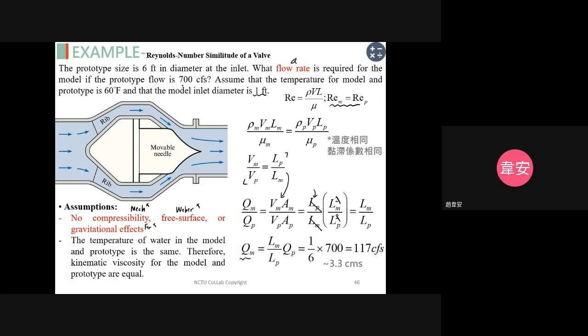The exercise already shows the discharge in the prototype is 700 CFS. And we know that the model inlet diameter is 1 ft and the prototype is 6 ft. So the ratio here is 1 over 6 multiplied by 700 CFS. Finally we have the answer for the discharge in the model, 117 CFS.